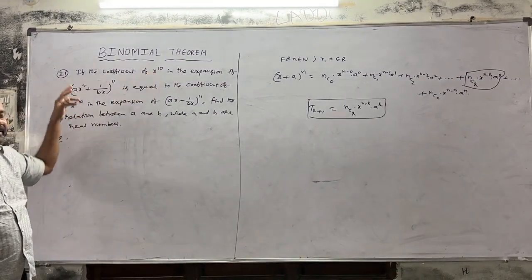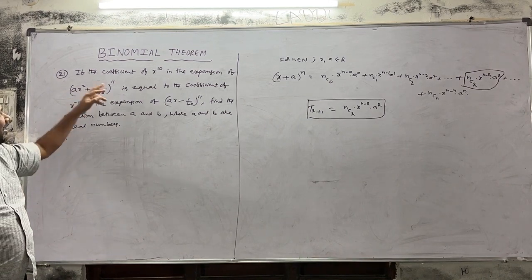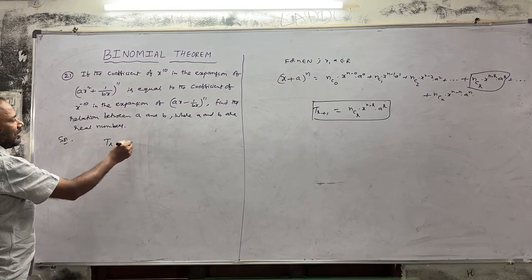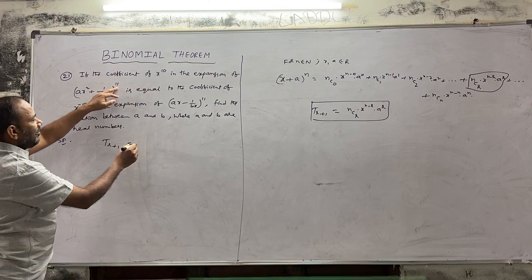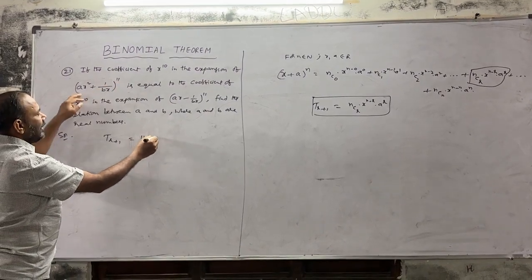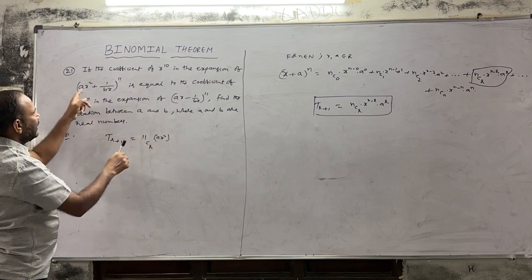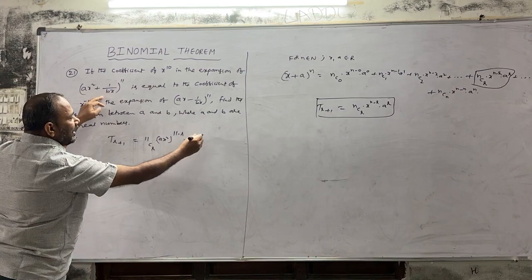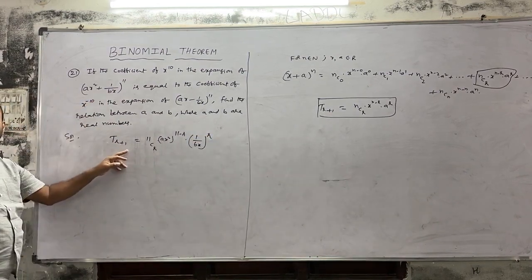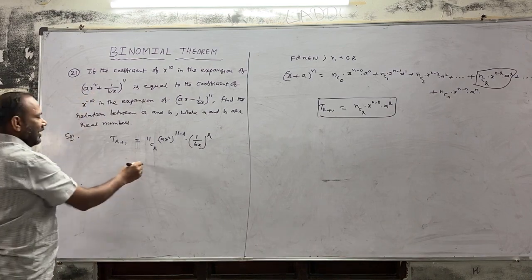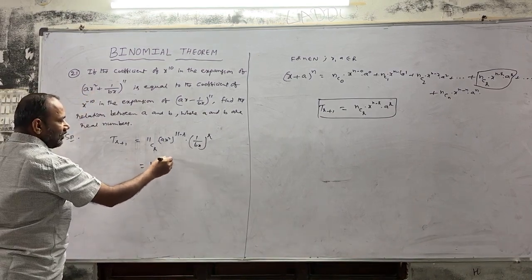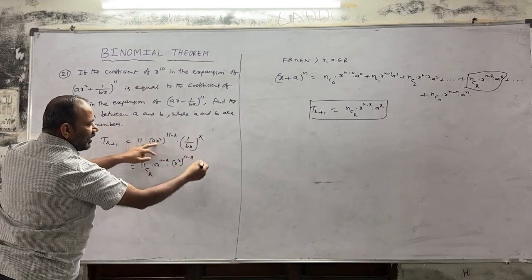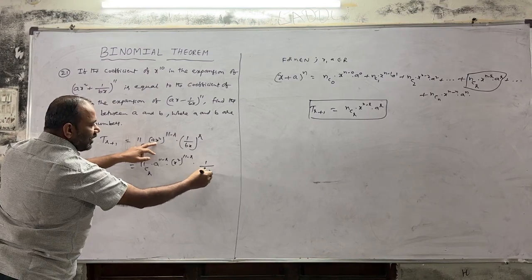For finding the coefficient of x^10 in this expansion, first write the general term for this. General term T(r+1) in this. Here power 11, 11Cr, here (ax^2)^(11-r) into (1/(bx))^r. This is the (r+1)th term in this expansion. It is 11Cr, a^(11-r), (x^2)^(11-r), 1^r is 1 only, 1 by b^r into x^r.